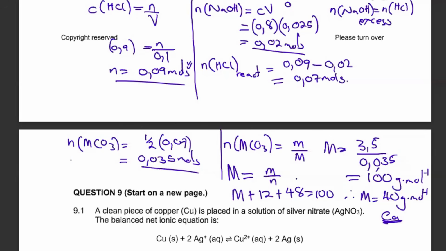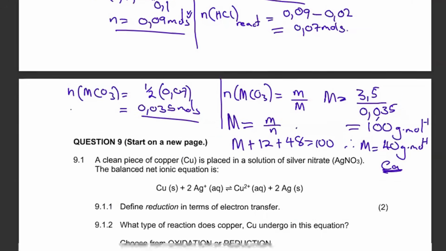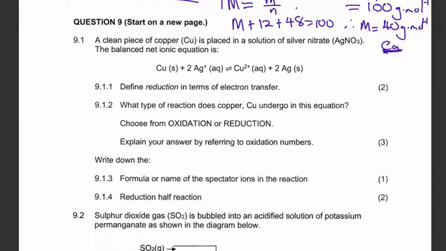Then we move on to question number 9. Question 9 reads, a clean piece of copper, Cu, is placed in a solution of silver nitrate, AgNO3. Then the balanced net ionic equation is Cu solid plus 2Ag+ to give us Cu2+. Look, that's the equation, right? Then it says define the term reduction in terms of electron transfer.